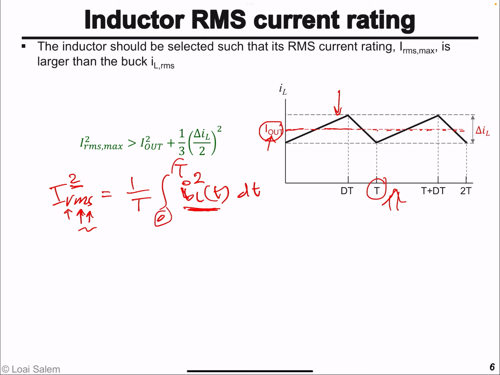So if we do that, we'll find that the RMS current of this triangular signal superimposed over a DC is equal to I_out square plus 1 over 3 times (delta I_L over 2) square.